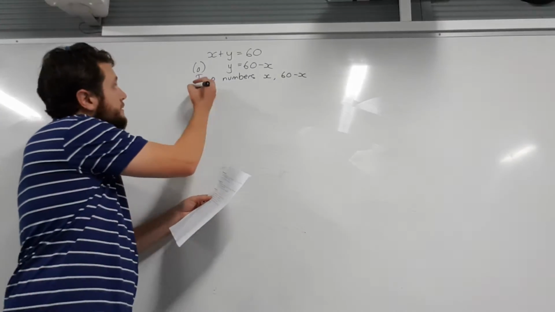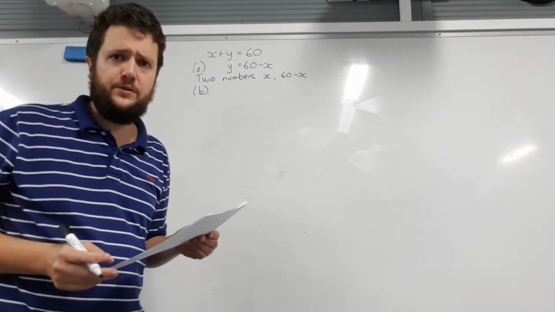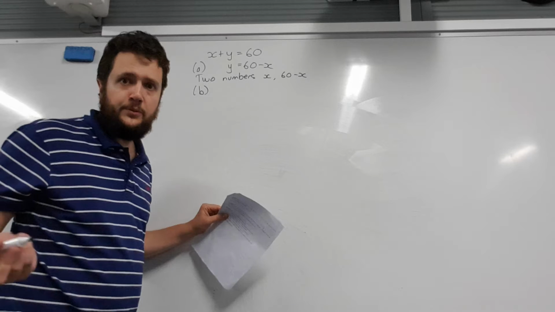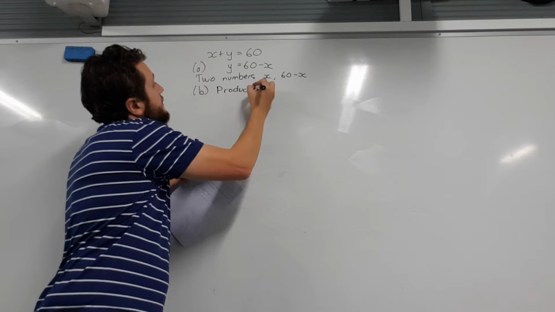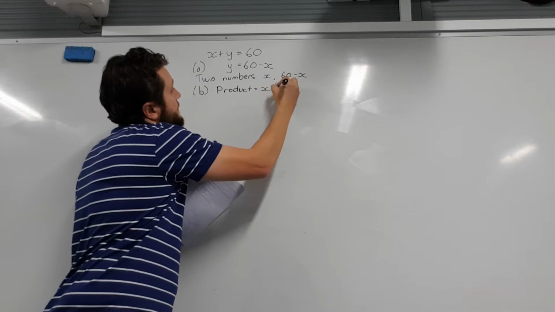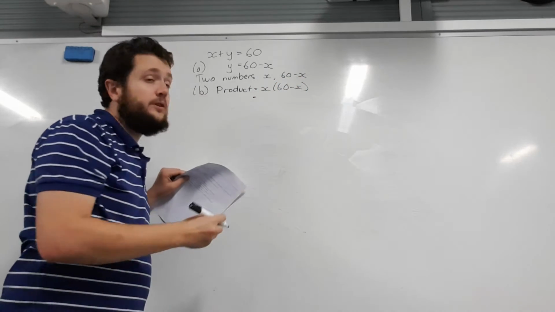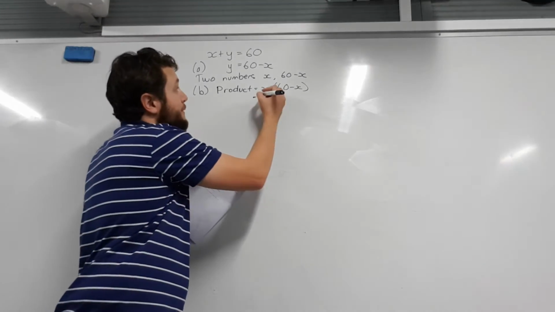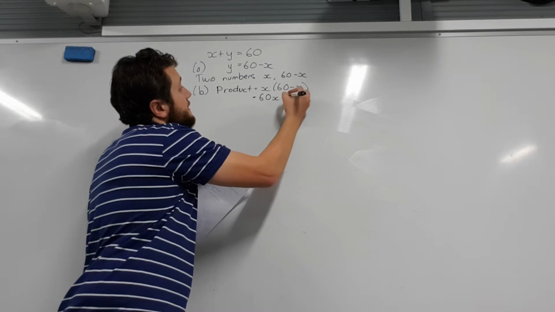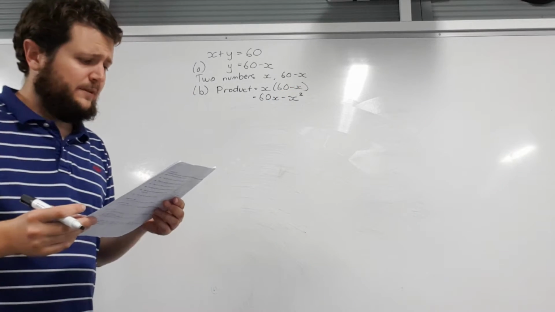All right, B: write an expression for the product of these two numbers. Product means multiplication. So the product of those two is x times (60 take x). Perhaps I could expand that out if I wanted to. It's usually a bit easier if we're going to differentiate it, which we tend to do a bit of here. We'd get 60x take away x squared. All right, so is that it for B?